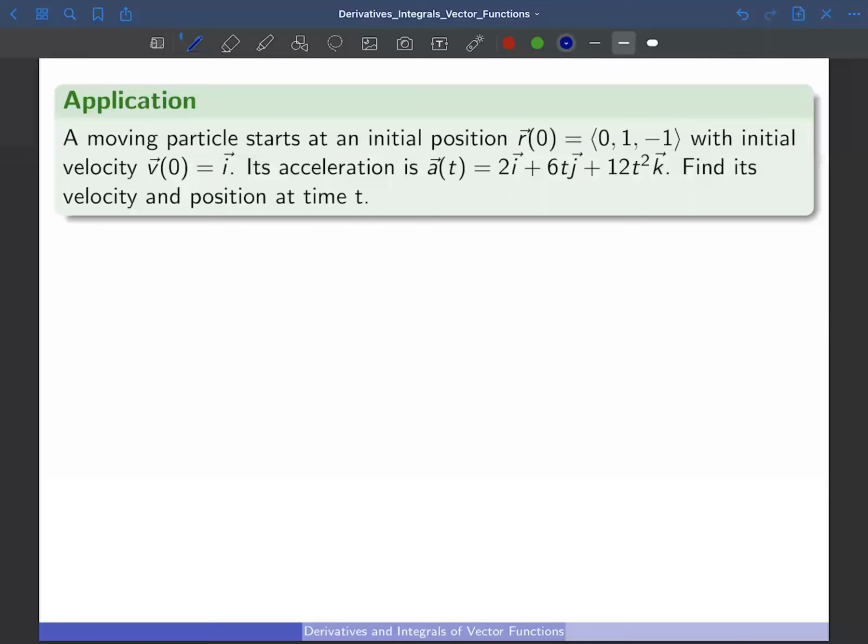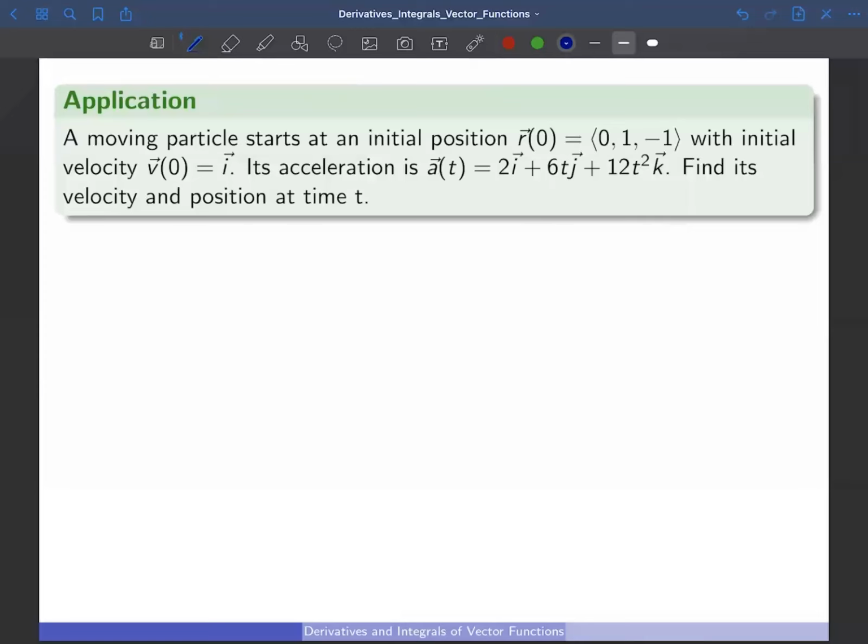Let us now see how we can evaluate the velocity and position vector of a moving particle given the acceleration vector. So we have a moving particle that starts at an initial position given by the vector ⟨0, 1, -1⟩, with initial velocity given by the vector i. And its acceleration is given by the vector a(t) equal to 2 times the vector i plus 6t times the vector j plus 12t squared times the vector k. We're asked to find the velocity and position vectors at time t.